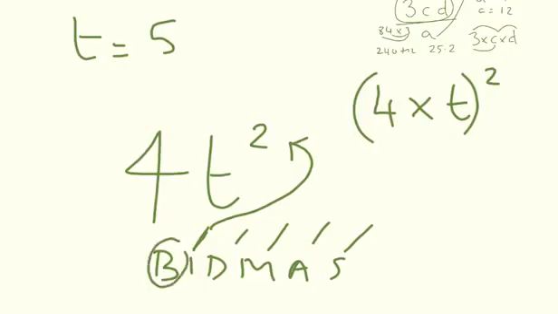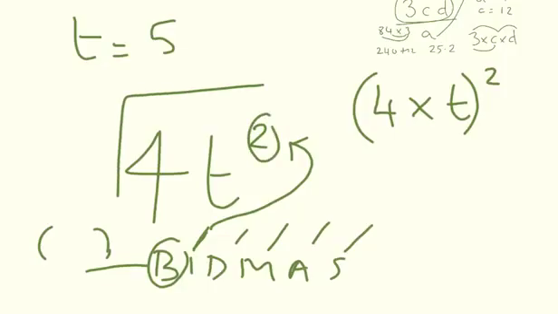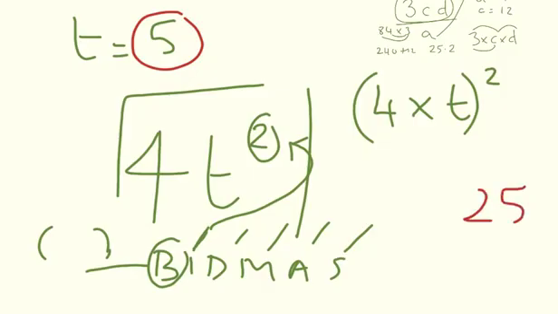And this is called brackets, like this. So there's no brackets. This question does not have brackets. What does it have? It has indices. So you do the t squared first. 5 is the t. So 5 times 5 is 25. Then you times it by 4, gives you 100.